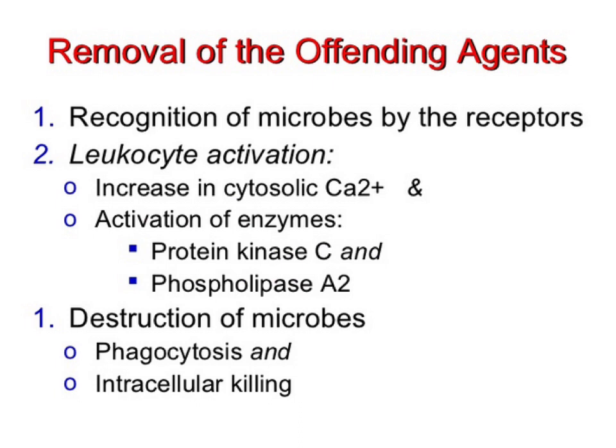Now, as a very quick overview, how does the WBC remove the offending agents? First, there needs to be a mechanism to recognize the microbes by the WBC, and it does so by receptors present on the surface of the WBC. Now, once the microbe attaches here, the leukocyte is said to be activated. Okay? The leukocyte is activated, and this facilitates the activation of enzymes.